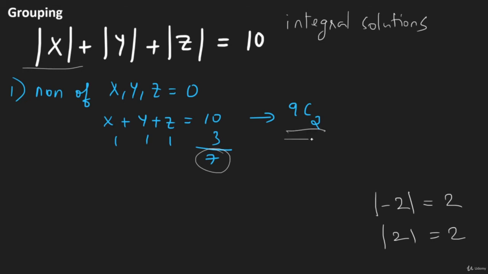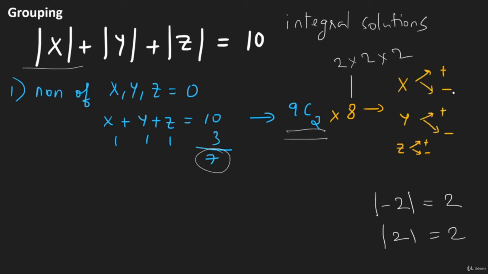And it's not just 9C2, it's 9C2 into 8, right? Why is that so? This 8 over here is 2 into 2 into 2. That's because x can be positive or negative, y can be positive or negative, and z can be positive or negative. Whatever value you get when you do these 9C2 distributions, for example, one distribution can be 3, 3, 1 or 4, 3, 0, whatever. These 9C2 distributions, right? And in each of these, you can have a positive value or a negative value.